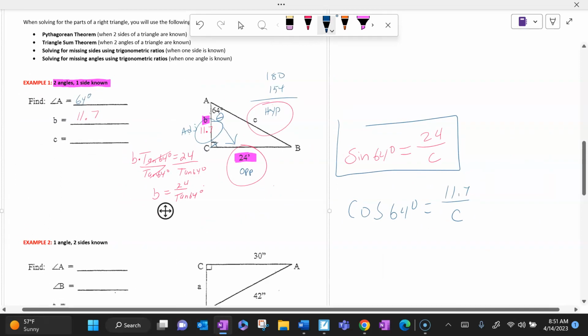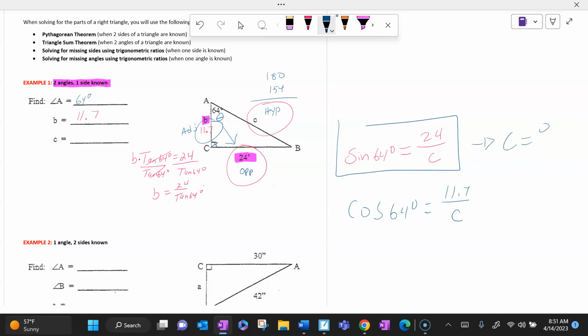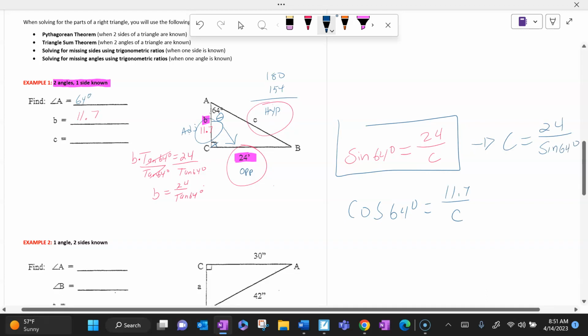When I'm solving for c, I'm going to multiply both sides by c and then end up dividing by sine of 64. So I realized these are just going to switch places. The shortcut here is we know c is going to be equal to 24, whatever's on top, divided by the sine of 64. I know that's going to happen. So just throwing it out there, it's a really useful skill.